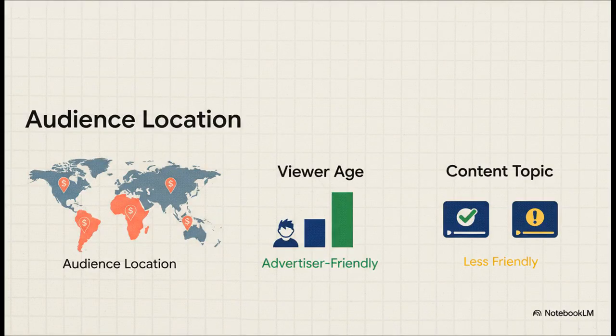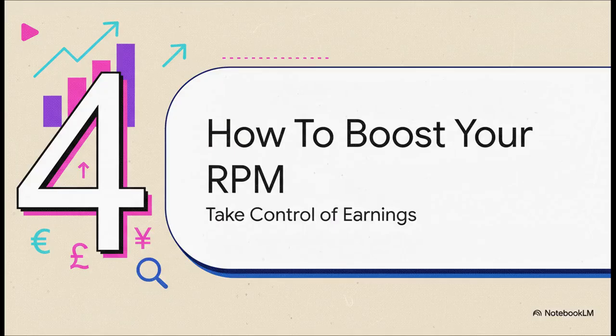But hey, it's not just your niche. Your RPM is also shaped by who's watching and where they live. For example, advertisers typically pay a lot more for viewers in places like the US, the UK, or Canada. Your audience's age plays a part too. And of course, making sure your content is advertiser-friendly is absolutely crucial for opening up the biggest pool of potential ads.